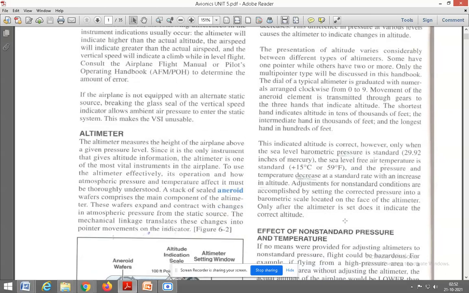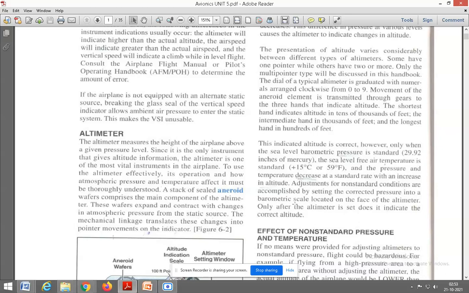So the indicated altitude is correct only when the sea level barometric pressure is standard, that is 29.92 inches of mercury, and the sea level free air temperature is standard, plus 15 degrees Celsius or 59 degrees Fahrenheit. Okay, so at that level the altitude indicator is correct. And the pressure and temperature value goes on decreasing at a standard rate while you are increasing the altitude value. So on increase of altitude value, the pressure and temperature value will go down.